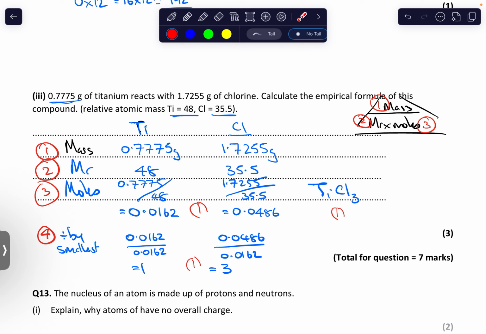Then what we've got to do is make these numbers sensible numbers. So we divide by the smallest number. So this is our final step. So this is the smallest number. So divide both sides by this number. That gives me 1. And this side here gives me 3. And then write the formula down. Always write the formula down. So it's Ti1, I don't need to write number ones down, Cl3, TiCl3.